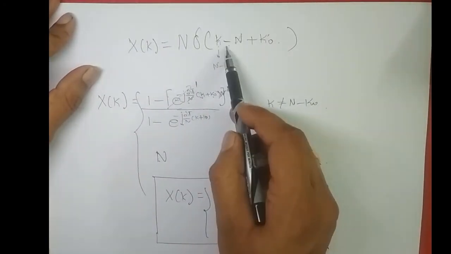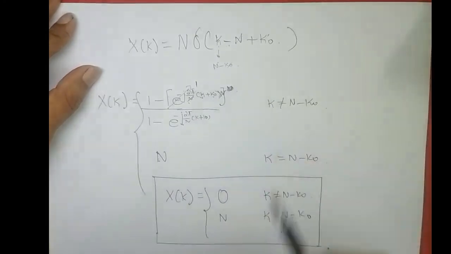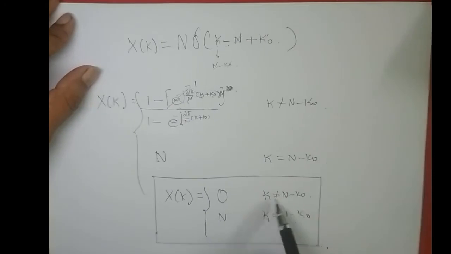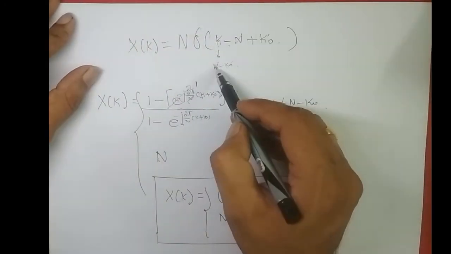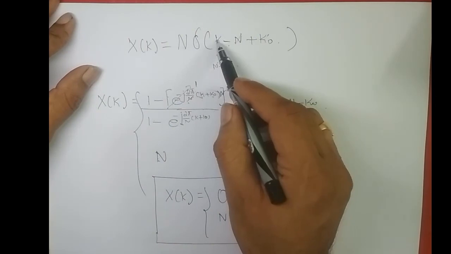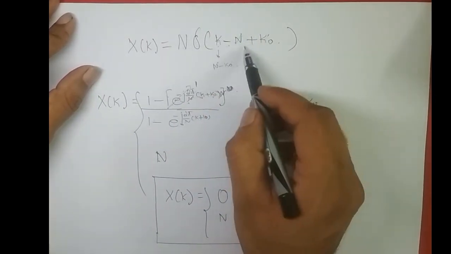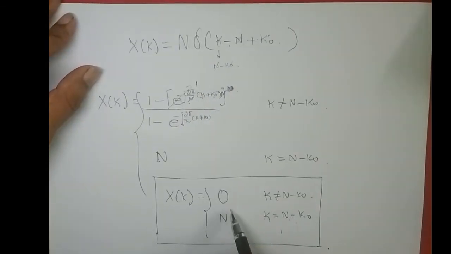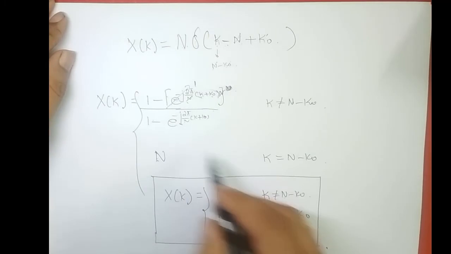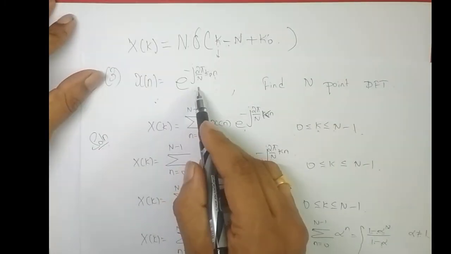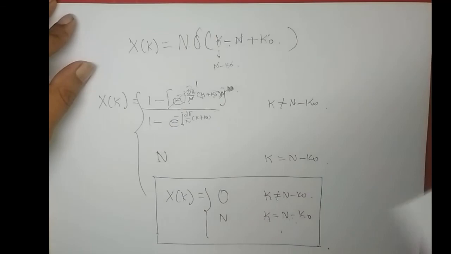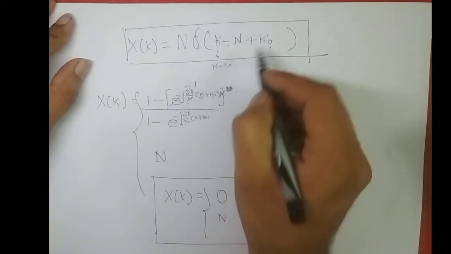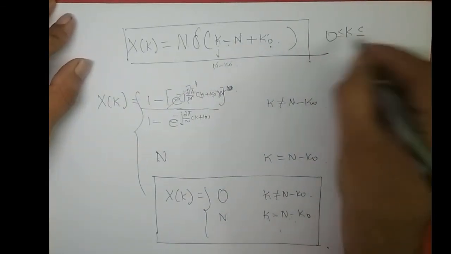And what is delta of 0? Delta of 0 is 1. 1 into N is N, right? So when k becomes equal to N minus k naught, I end up with N. So when k is not equal to N minus k naught, what is delta of some integer value other than 0? It is always 0, right? So 0 into N is 0. So I get 0. Therefore, the DFT of x of n equal to e power minus j 2 pi by N into k naught n is N into delta of k minus N plus k naught, for k varying from 0 to N minus 1.